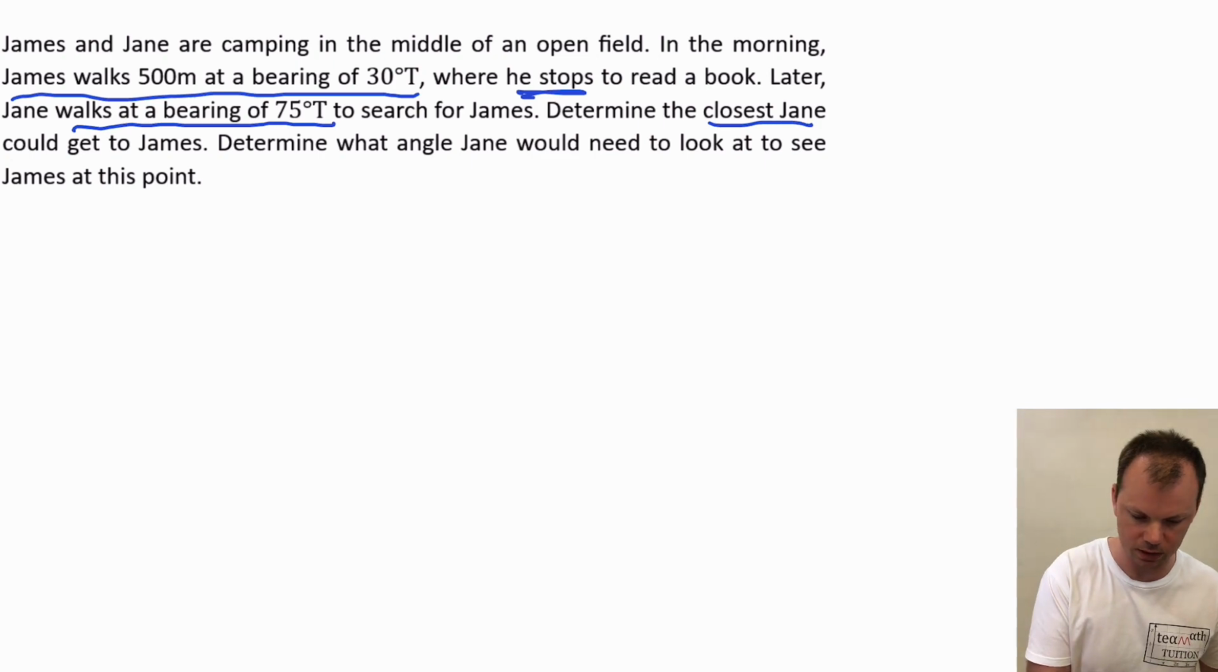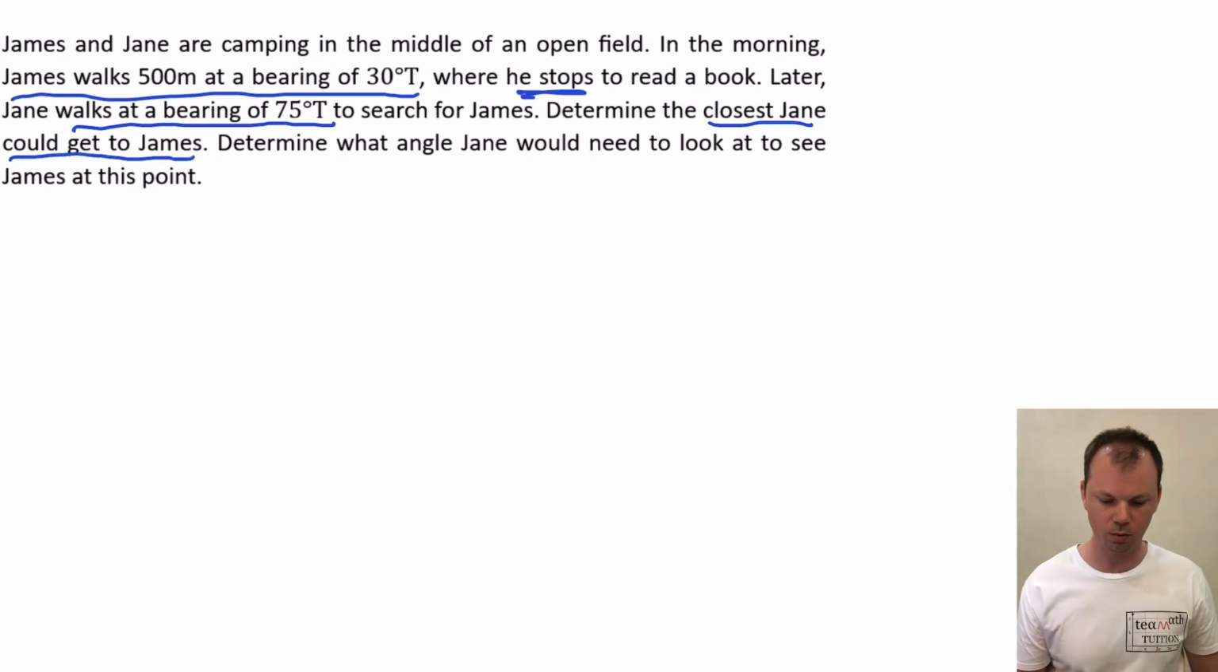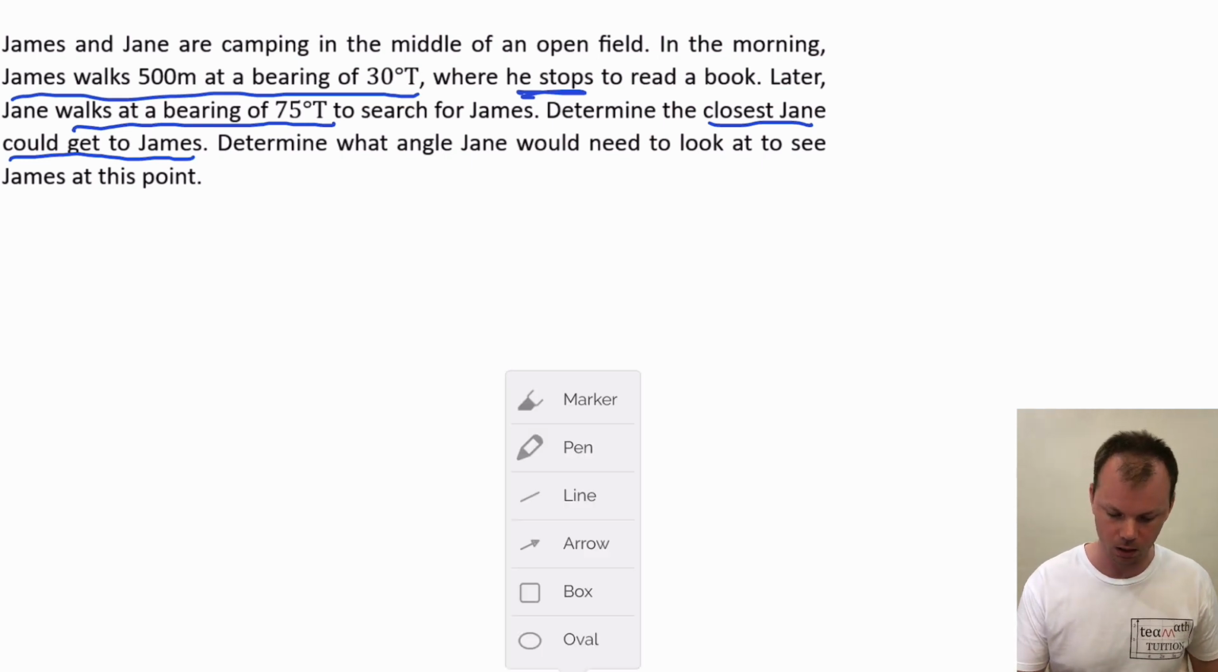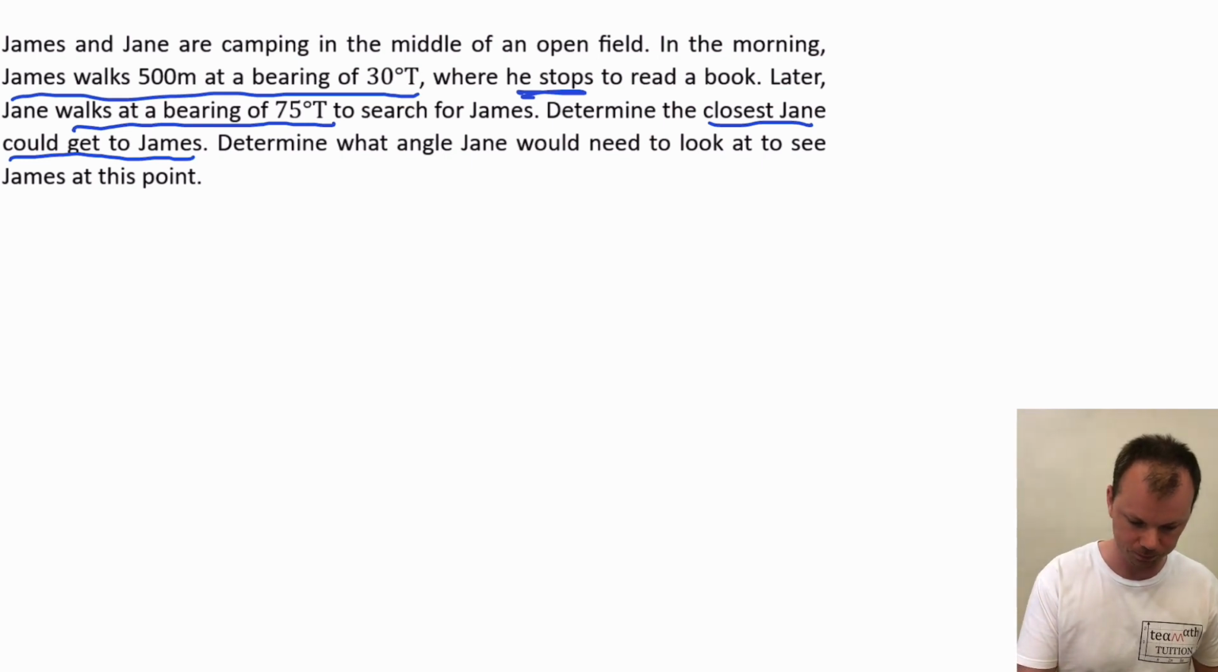Determine the closest Jane could get to James. So we're looking for a distance. Determine what angle Jane would need to look at to see James at this point. So we've got quite a bit going on. When it comes to these types of questions, worded questions in general, a really helpful strategy is to draw a diagram. So let's go ahead and do that.